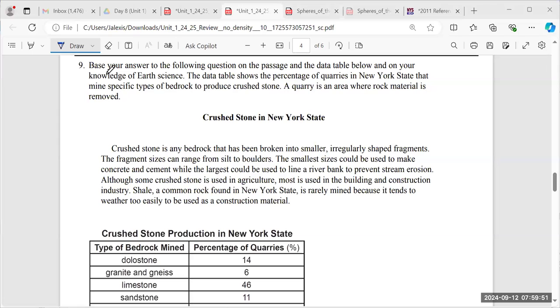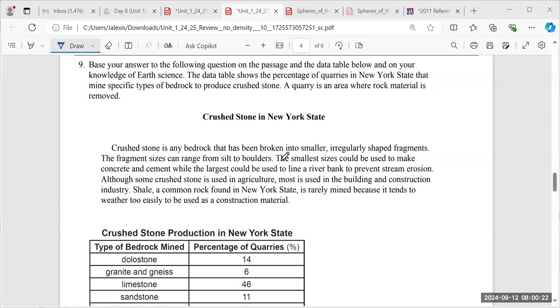All right, number 9. Number 9 says, base your answers to the following question on the passage and the data table below and on your knowledge of earth science. The data table shows the percentage of quarries in New York State that mine specific types of bedrock to produce crushed stone. A quarry is an area where rock material is removed. So you're going to take time to read this. If you need to pause the video, go ahead and pause, but make sure that you're reading and annotating, all right?